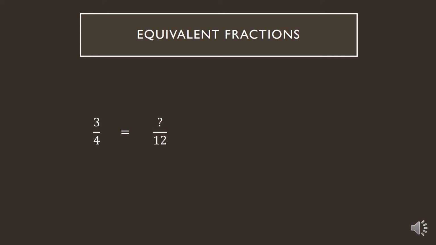All right, what about 3 quarters? How many twelfths? So look at the denominator. 4 times 3 gives 12. Repeat that on top. 3 times 3 is 9.